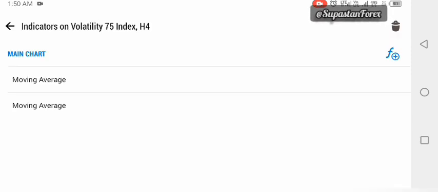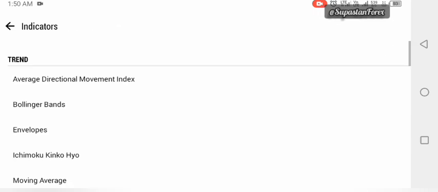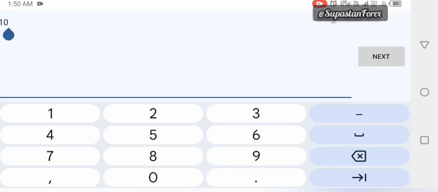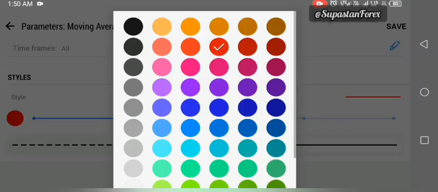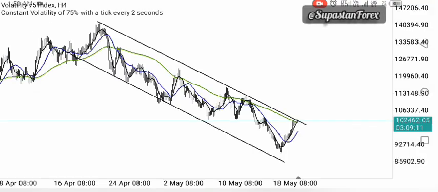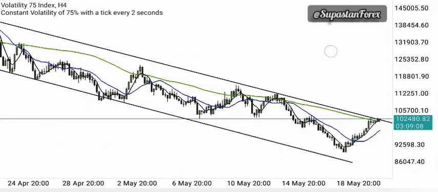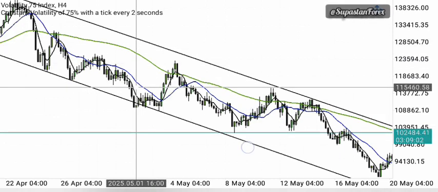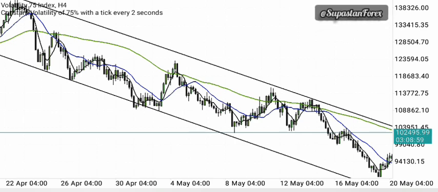So we have 60, 15. The third one we're using is moving average 5. You can make the color black and click on OK. So we have 60, 15, 5. Okay, the first one, which is the highest one, is 60, the next one is 15, the last one is 5. So go back to our chart. You can see that we have 3 moving averages on our charts, which is the moving average 60, 15 and 5.